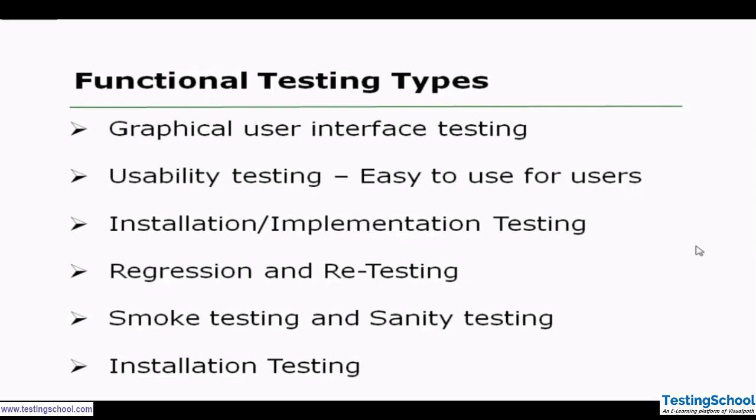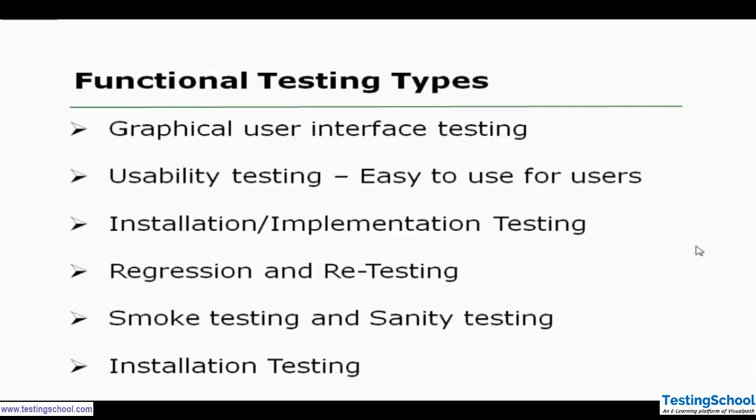Then we have the usability testing. Usability testing is a part of your functional testing. What do we do in this testing? In the usability testing, we check how easy the application is for the user. When the user is working on the application, how easily can they adapt to it. So the easiness is checked in the usability testing.